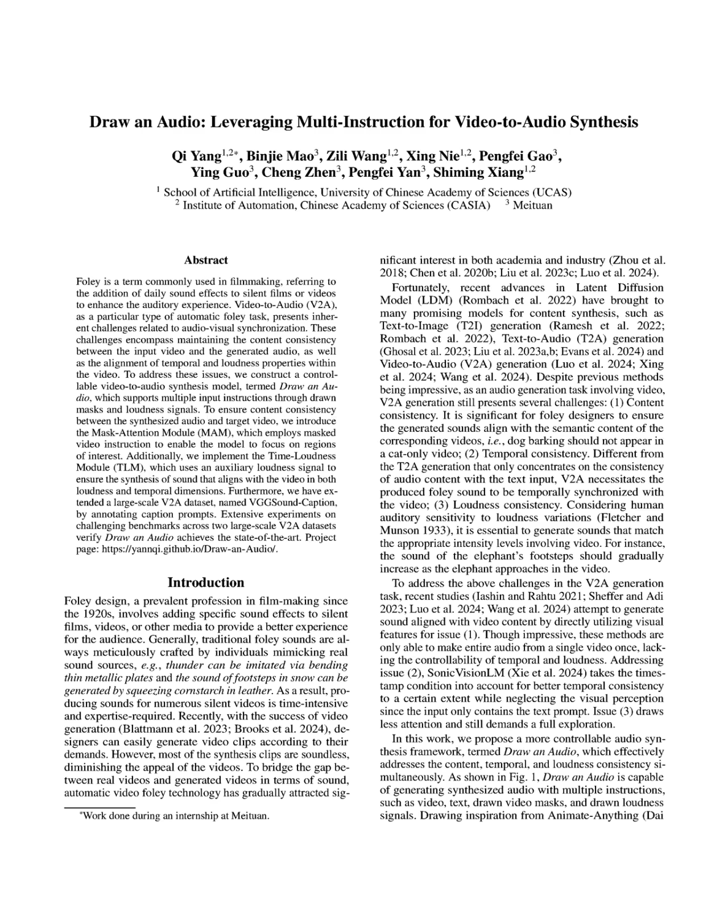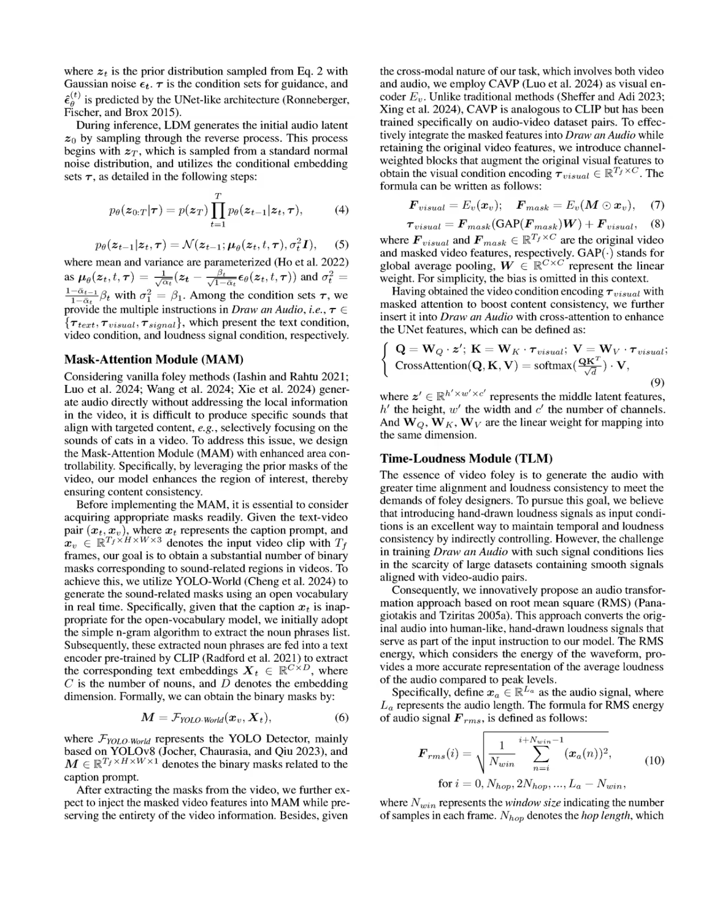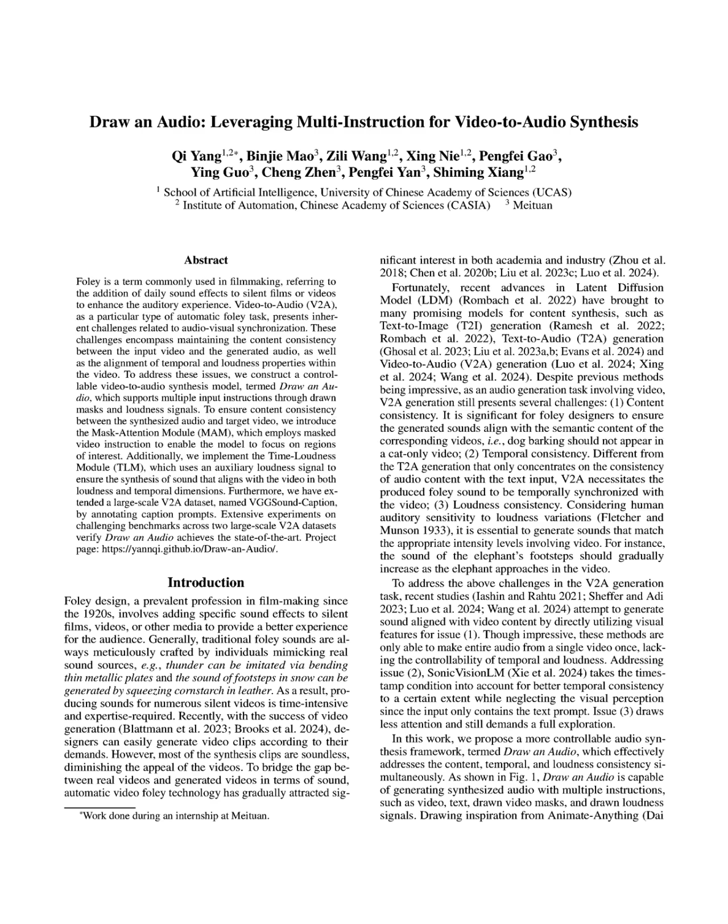An example illustrating the inner workings of Draw-in-Audio involves the use of video masks and loudness signals to enhance audio generation. When a video clip is processed, the Mask-Attention module (MAM) utilizes sound-related binary masks generated from the video to focus on specific regions of interest, ensuring that the audio produced aligns with the visual content. For instance, if the video features a cat, the MAM will prioritize sounds associated with cats, thereby enhancing content consistency.